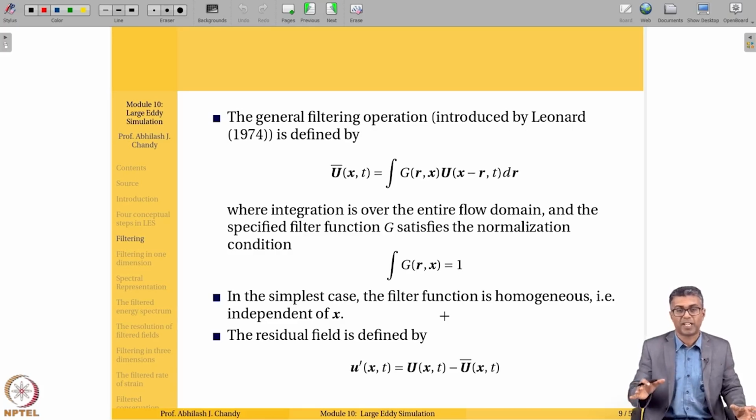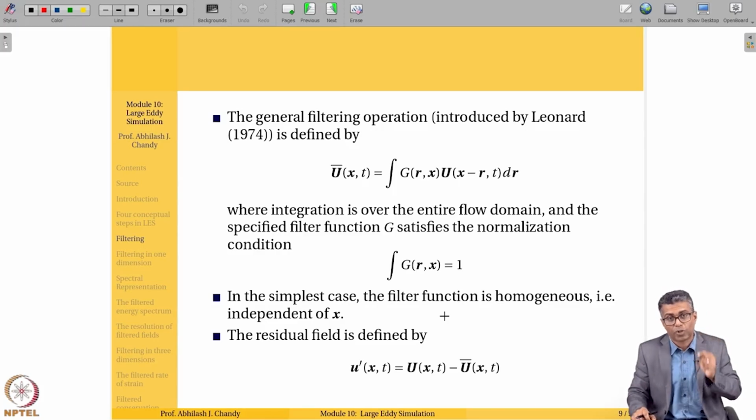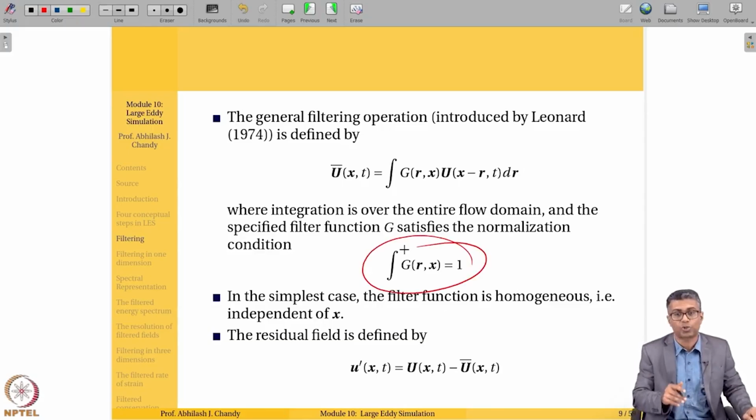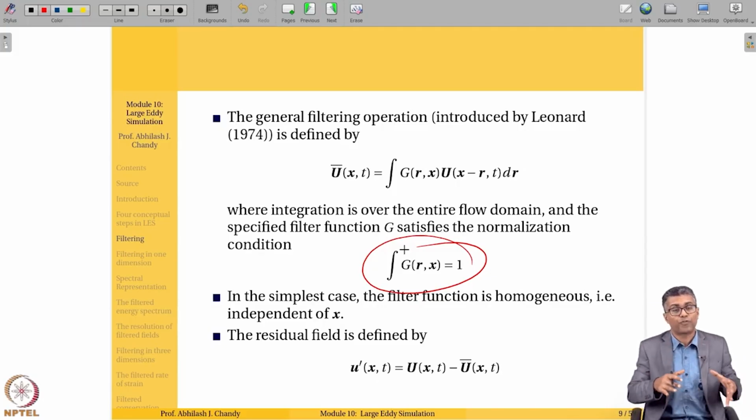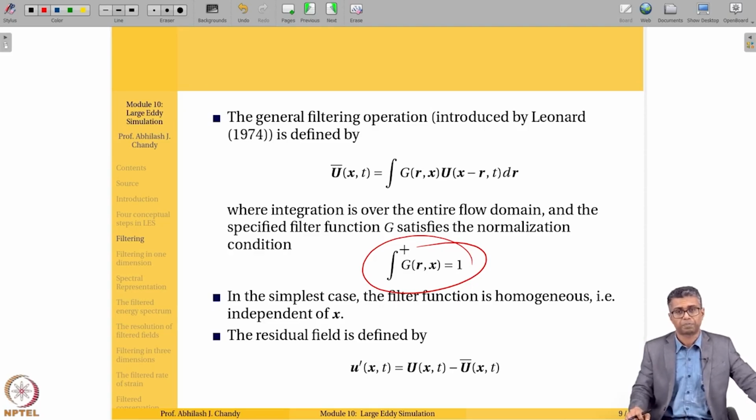When you integrate over the entire domain, you have to recover your velocity. So in order to satisfy that, G has to be integrated. When you integrate over G, it has to be 1. Otherwise, mathematically, you would not recover your entire velocity if you are not filtering it. If you're not filtering it at all, you have to recover your entire velocity. So in order to do that, G has to satisfy your normalization condition.